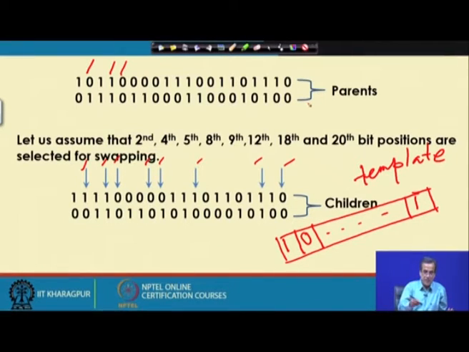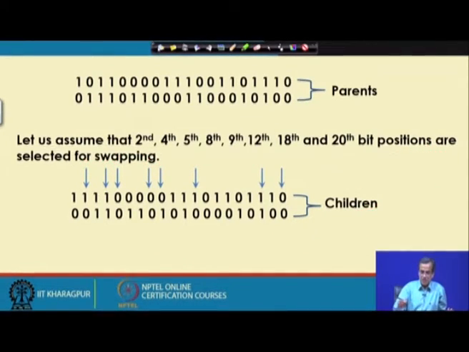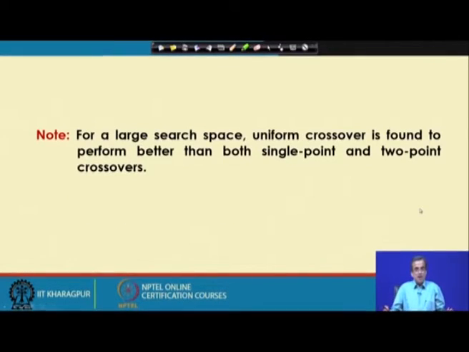Now, if I compare the performance of this uniform crossover with the single point crossover or 2 point crossover, we are getting some advantage in uniform crossover in the sense that for problems having a large number of variables, this uniform crossover is found to perform better compared to both single point and 2 point crossovers.